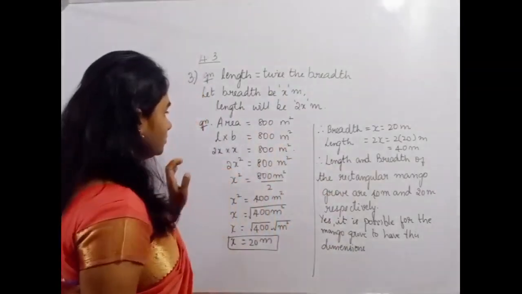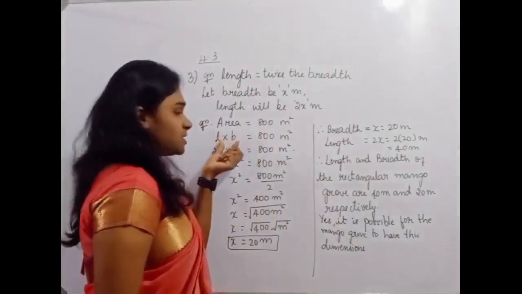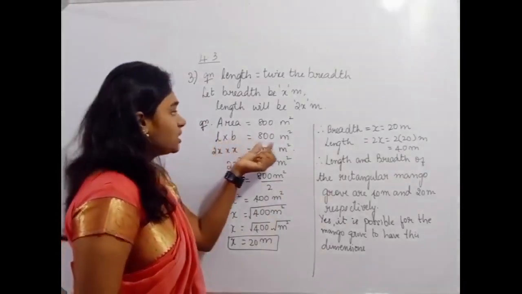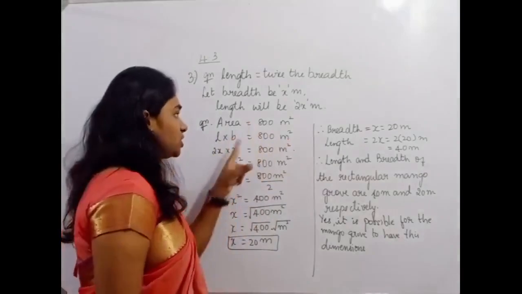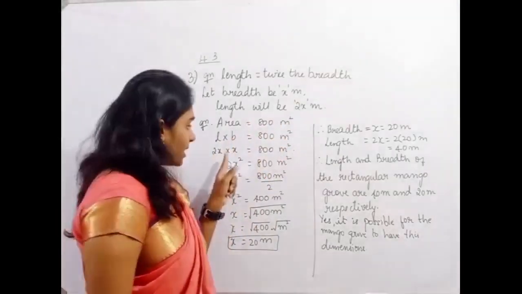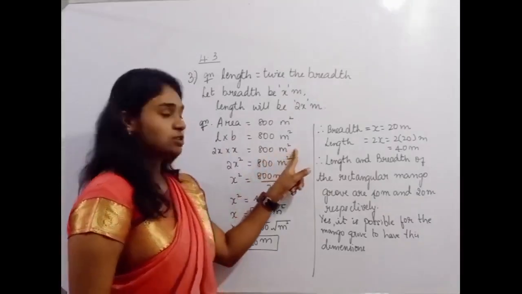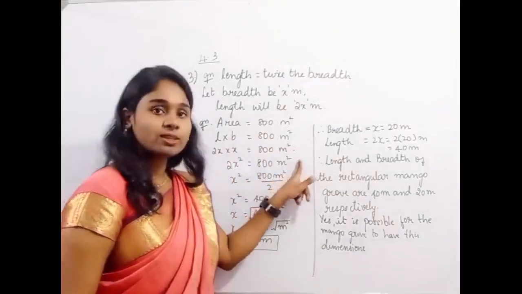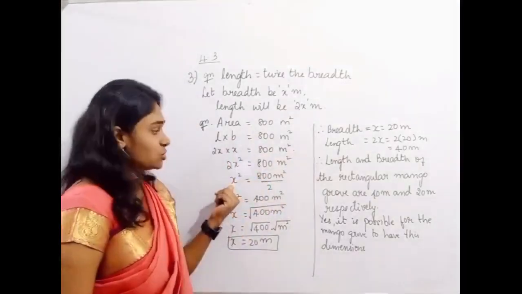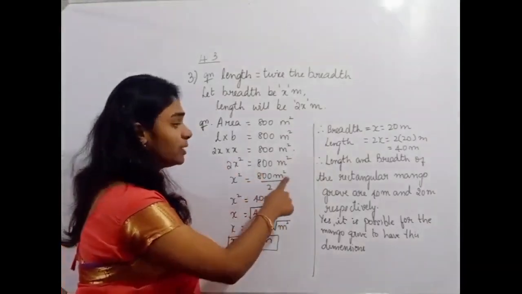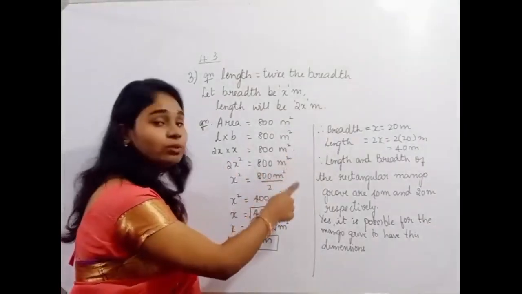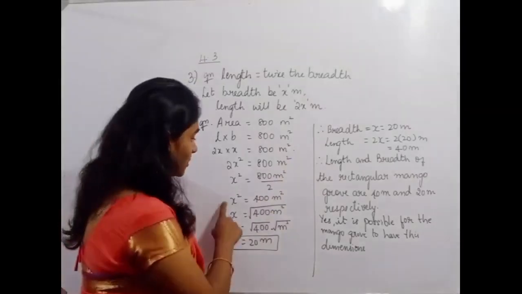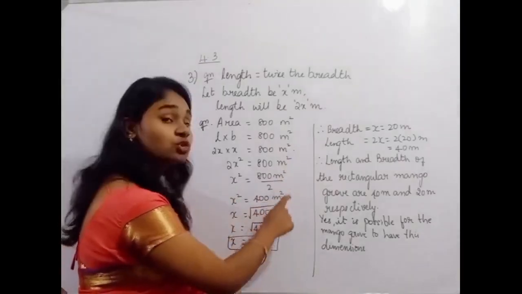Right. So when I substitute, area is equal to L into B. The rectangle's area, L into B, is equal to 800 meter square. So substituting L and B here, 2x into x is equal to 800 meter square. I get 2x square equal to 800 meter square. Then what will be x square? x square will be 800 upon 2 and meter square here. Along with the units, I carry them down in each and every step. Please do follow this. Now x square is equal to 400 meter square.